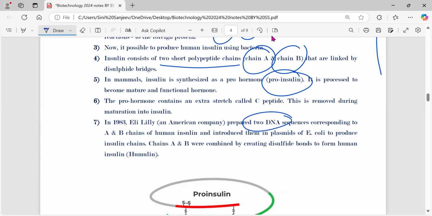Two DNA sequences which corresponded to the initial insulin structure, which was composed of two chains, that is A and B. What they did was introduce them into a vector, that is a plasmid of E. coli, and they produced insulin chains over there. So the same structure which you initially have in human insulin, the A and B chains bound together by disulfide bonds, they created in the laboratories.